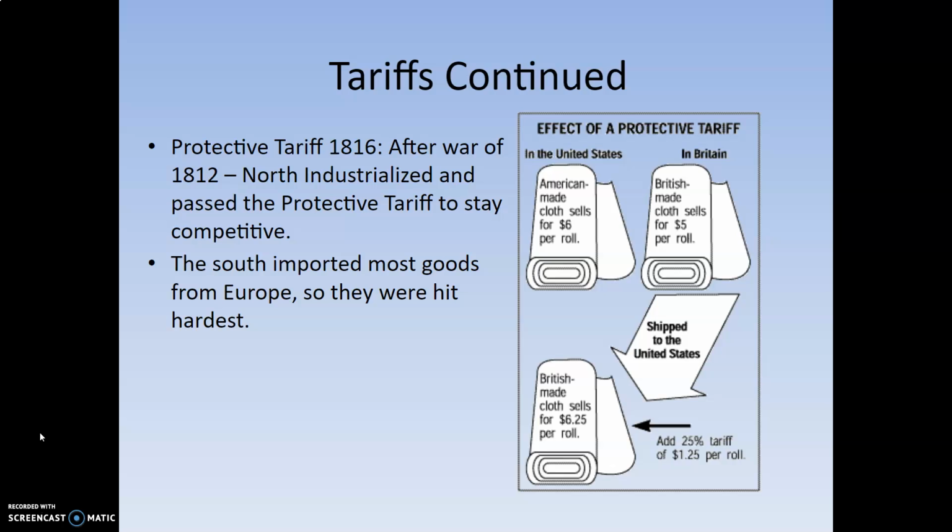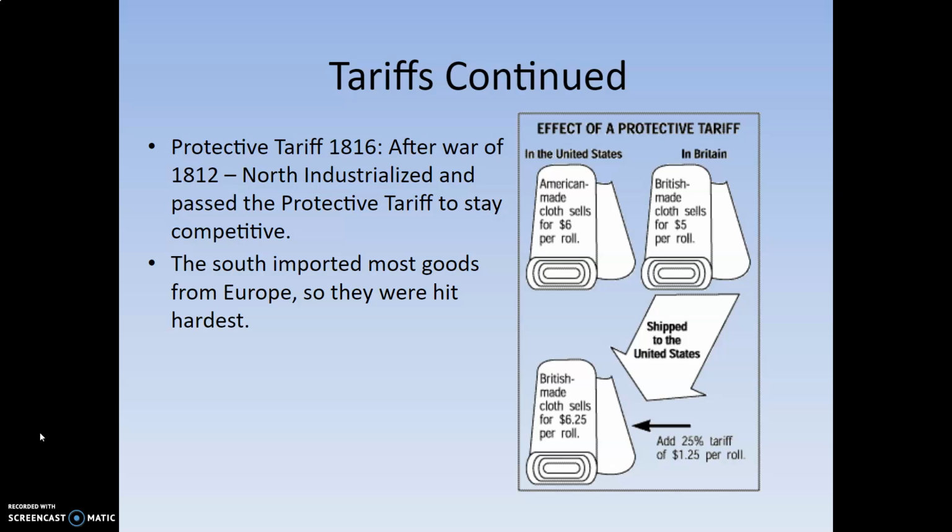Protective Tariff of 1816. After the War of 1812, the North industrialized and passed the Protective Tariff to stay competitive. And then the South imported most goods from Europe, so they were hit the hardest by the tariff. So let's explain, okay? The effect of a protective tariff.